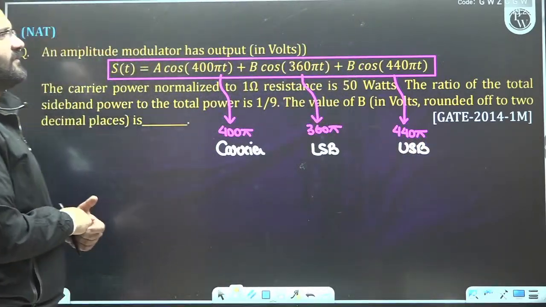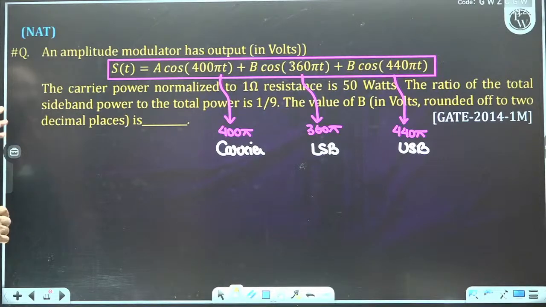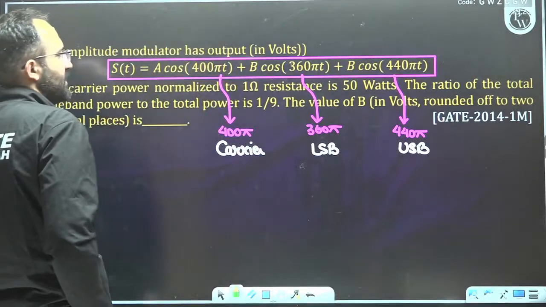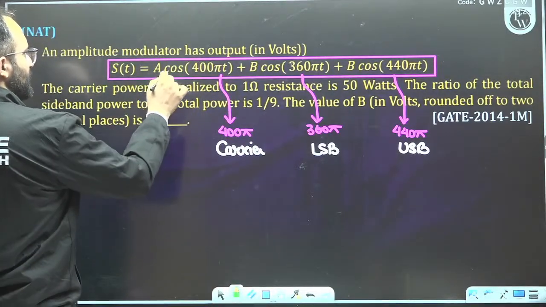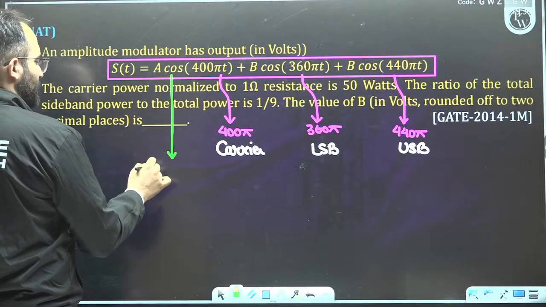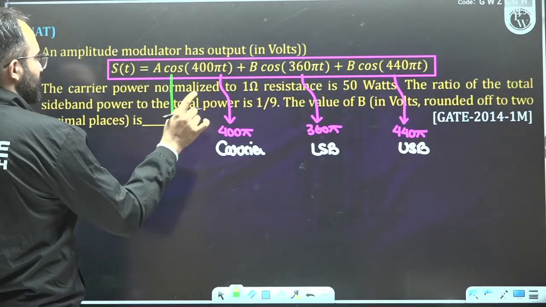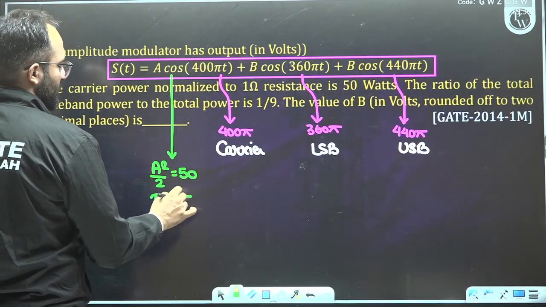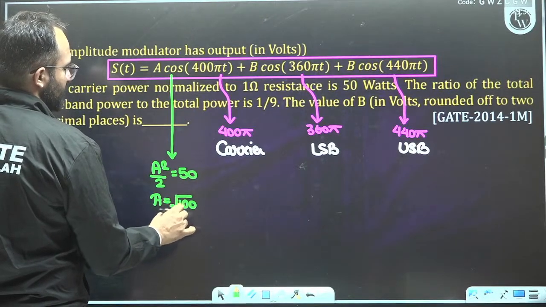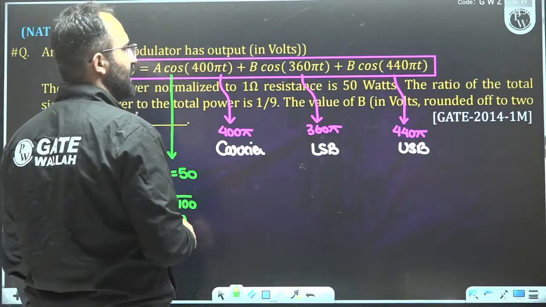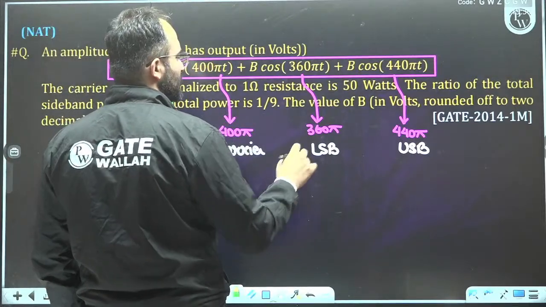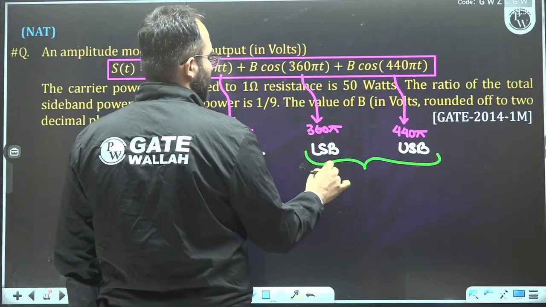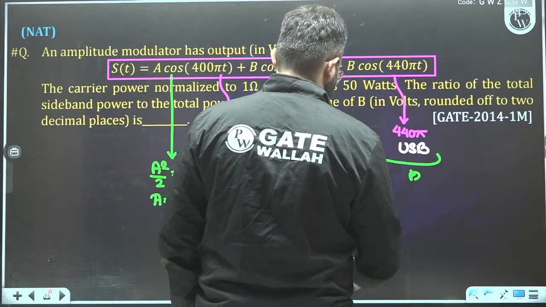It is given that the ratio of the total sideband power to the total power is 1 by 9. The carrier power is 50. So we can see that the carrier power, that is A square by 2, with resistance also 1 ohm, is 50. We can see that A will come out to be under root of 100, that is 10. Now it is given that the ratio of the total sideband power to the total power. So what is the sideband power? The power of upper sideband and lower sideband, that is B square by 2 and B square by 2.